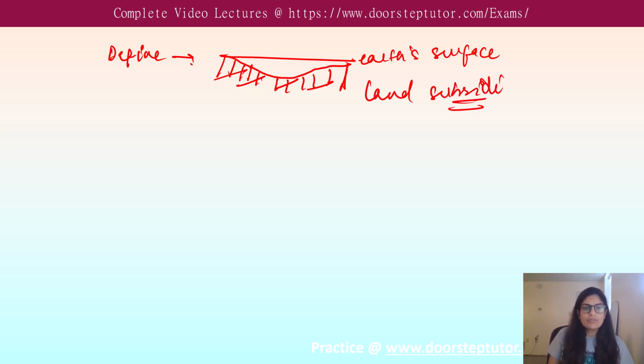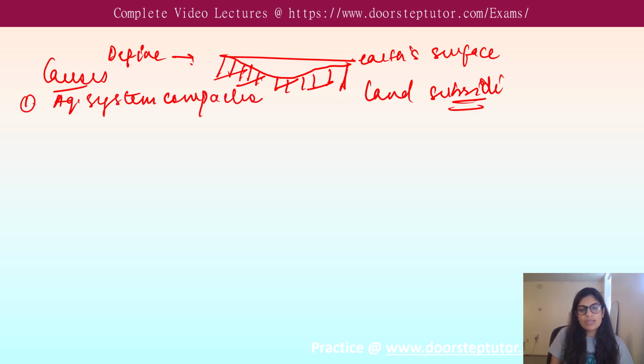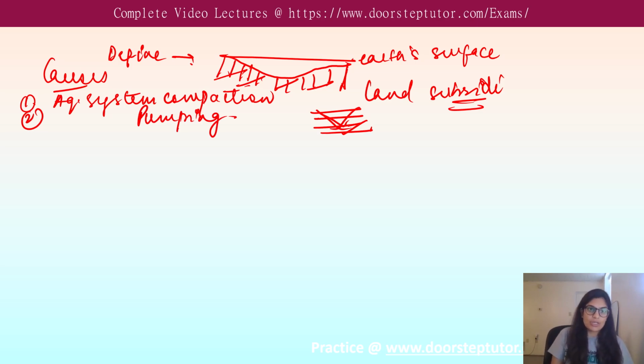There are some causes of this subsidence. Either you can attribute it to the aquifer system compaction, and in simple language, whatever underground layers are present, they start squeezing in. Second, mining of groundwater. That means when you're pumping out the groundwater, that could also result in such a situation. Drainage of organic soil could be another factor.